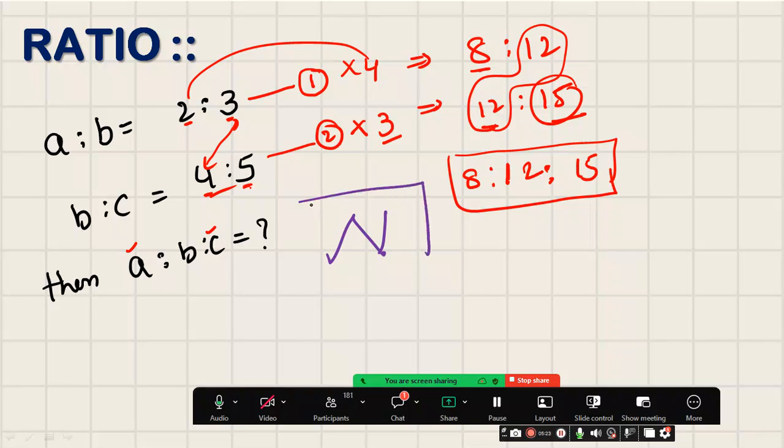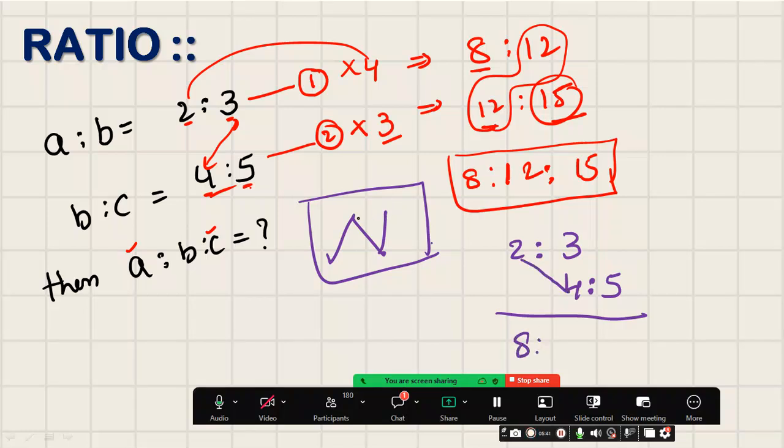Just remember this symbol, guys. The given information: A is to B is 2 is to 3, and B is to C is 4 is to 5. Leave a gap, and 4 is to 5. First line, 2 4s are 8, and second line, 3 4s are 12. Next, third line, 3 5s are 15. So the answer is 8 is to 12 is to 15.